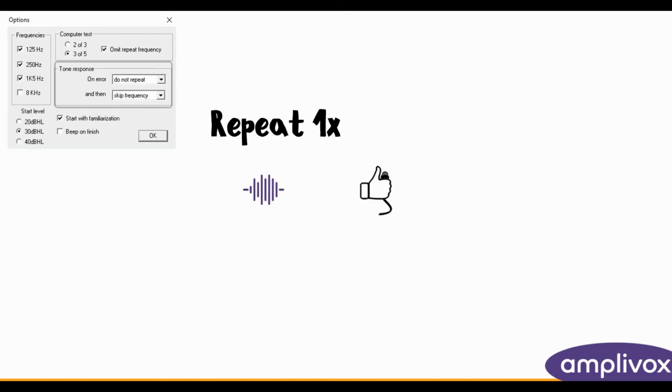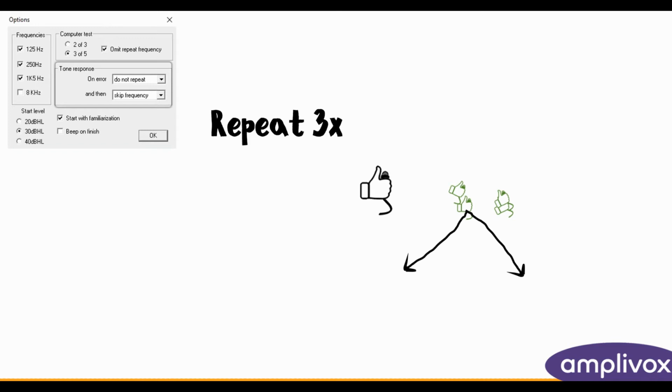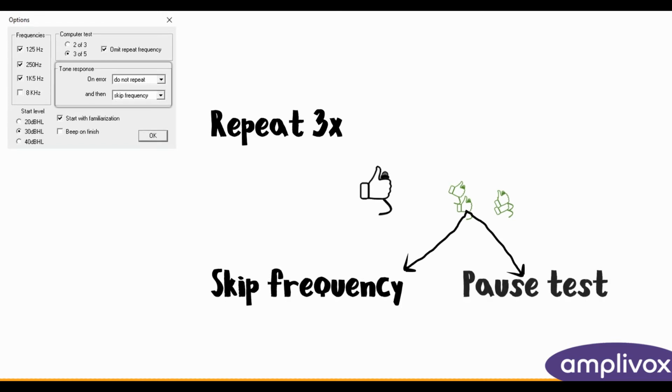Repeat Once will present the level 1 more time. Repeat Twice will present the level 2 more times. And Repeat Thrice will present the level 3 more times. As mentioned earlier, if the patient continues to respond irregularly, the current test frequency will be skipped and the next will be measured, or the test will be paused. In both cases, the operator will receive a notification.